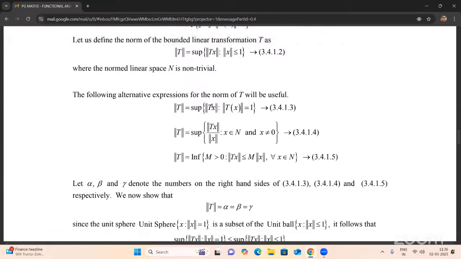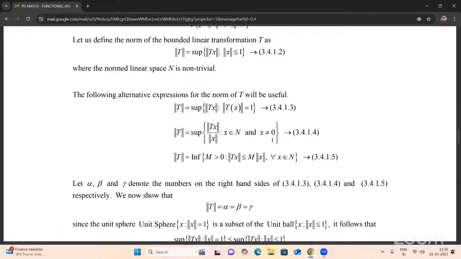Suppose x is non-zero, so norm T equals the supremum of norm T of x by norm x, here x being the normed linear space. Here norm T is the supremum of this part, and also the infimum of this part: M is a real number greater than 0 with norm T of x less than or equal to M into norm of x. That is the greatest lower bound of this, the greatest lower bound of their norm. So that is called the infimum of this expression.